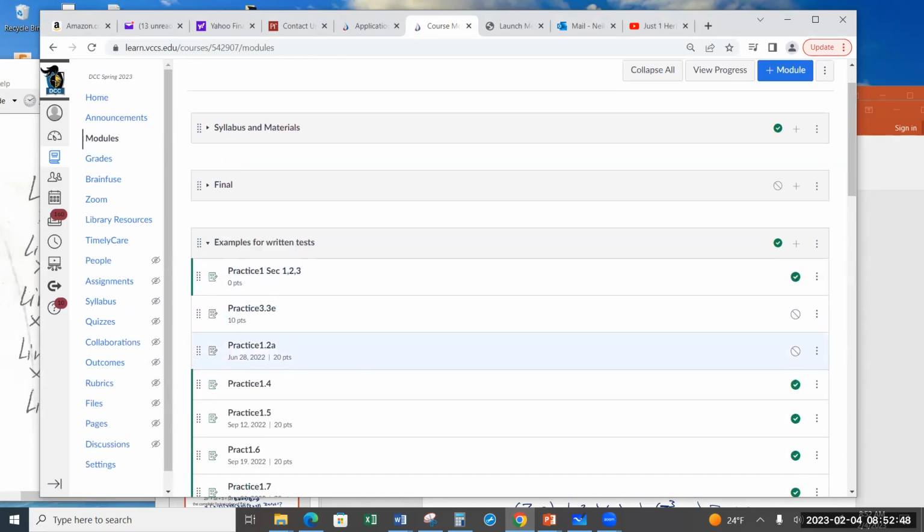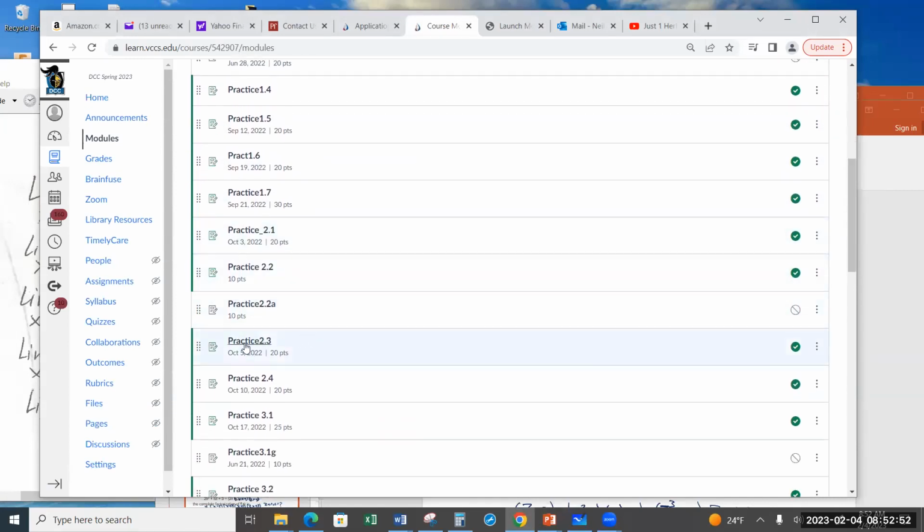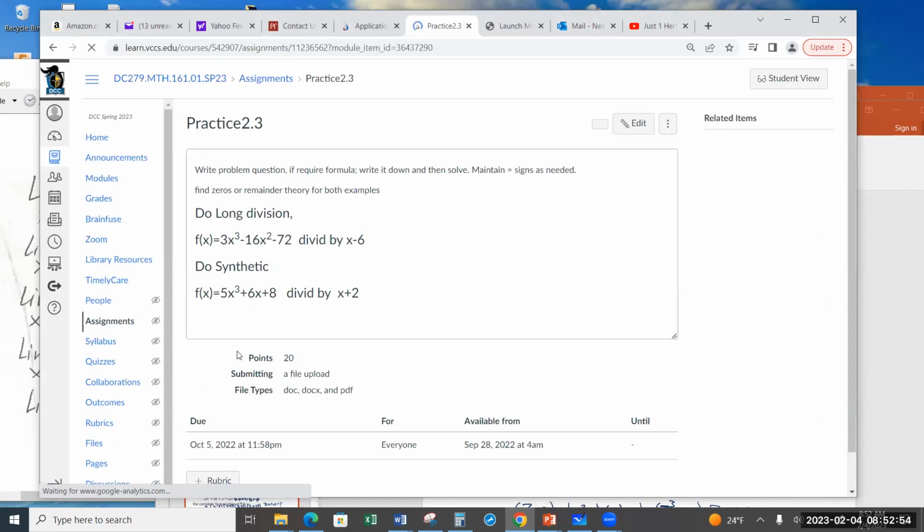We are in chapter 2. Let's look at the section 3 practice. Here we go to the example. Do long division for this and do synthetic division. If you want to practice more, you can do both of them, one time long division, one time synthetic, and you must get the same answer. Long division does not give you a different answer from synthetic. Both will give you the same answer.